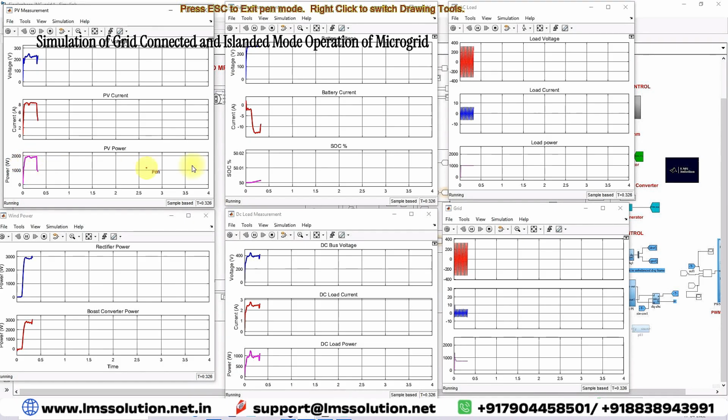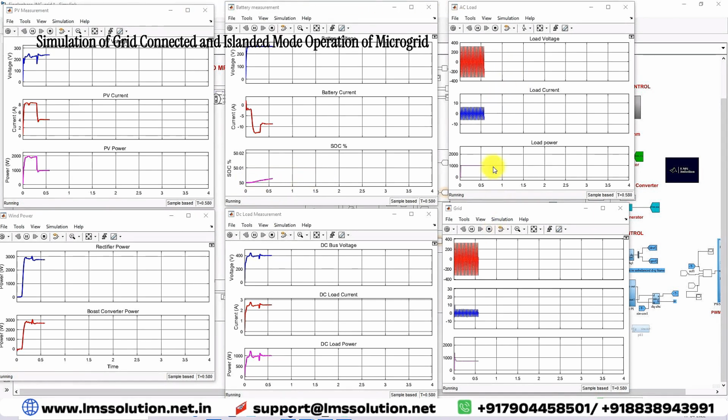Because of the change in PV power, we can see variation of the battery charging, the boost converter input power, or the rectifier power of the wind generation. Here we have power around 2.7 kilowatt. Right? This is the power generation from the wind. And then here you can see the battery voltage and battery current. Here you can see that the battery is in charging mode.